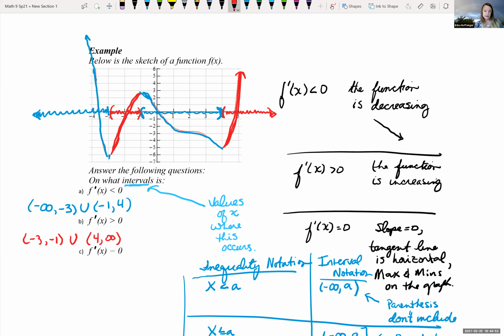And then the last one: when is this equal to 0? Well, they're equal to 0 when we're changing direction. And so we want to find the x values where it's changing direction. It looks like it's still decreasing here a little bit. So in here, I would say the x values would be when x equals -3, x equals -1, and x equals 4.